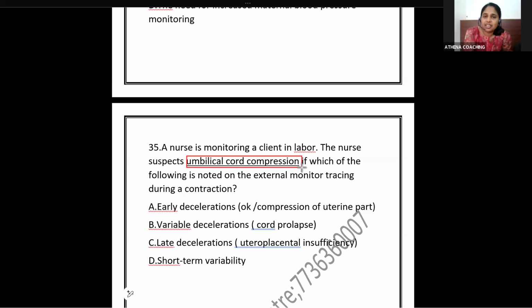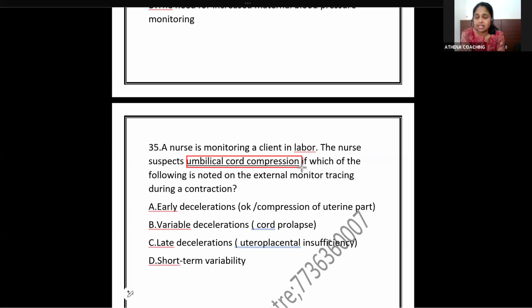Early deceleration is because of compression of the uterine part or the soft tissues. It is considered a normal one. You should understand what early deceleration is. That means deceleration of fetal heart rate can happen before the peak of contraction. Early deceleration means deceleration happens before the peak of uterine contraction.